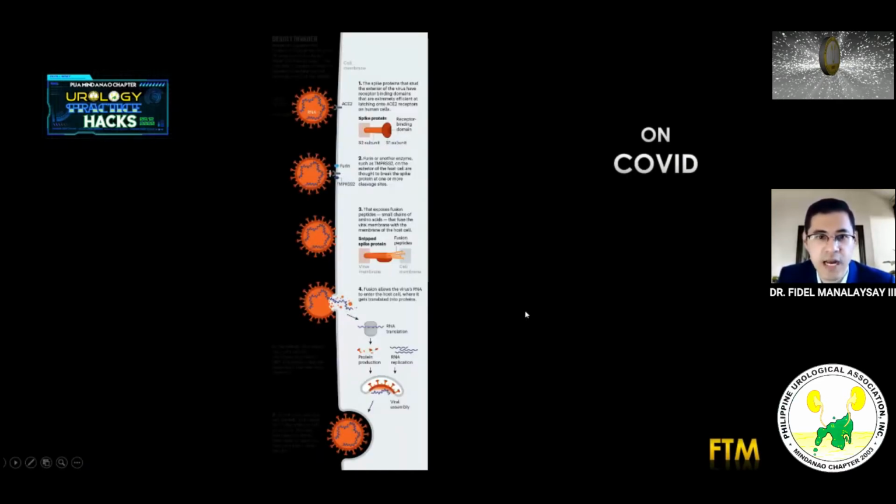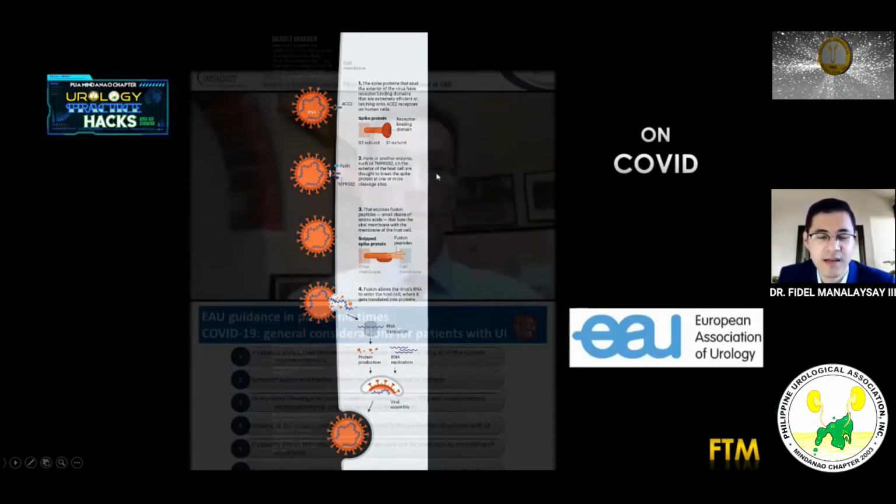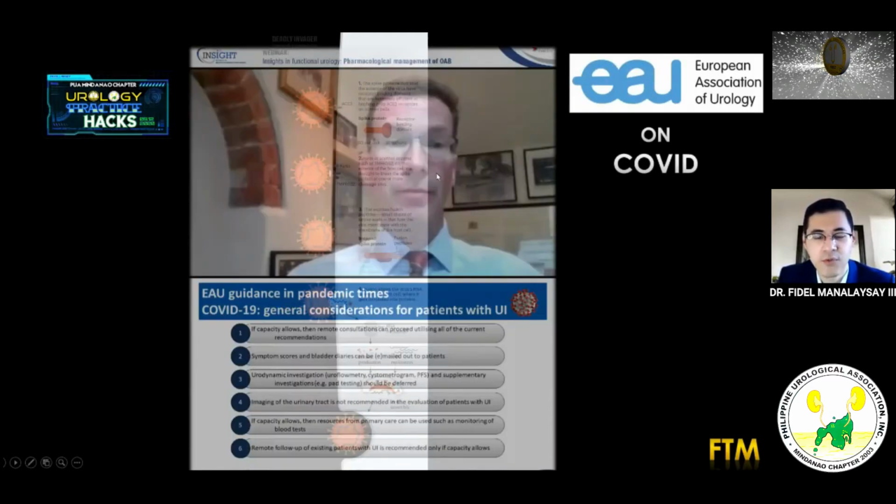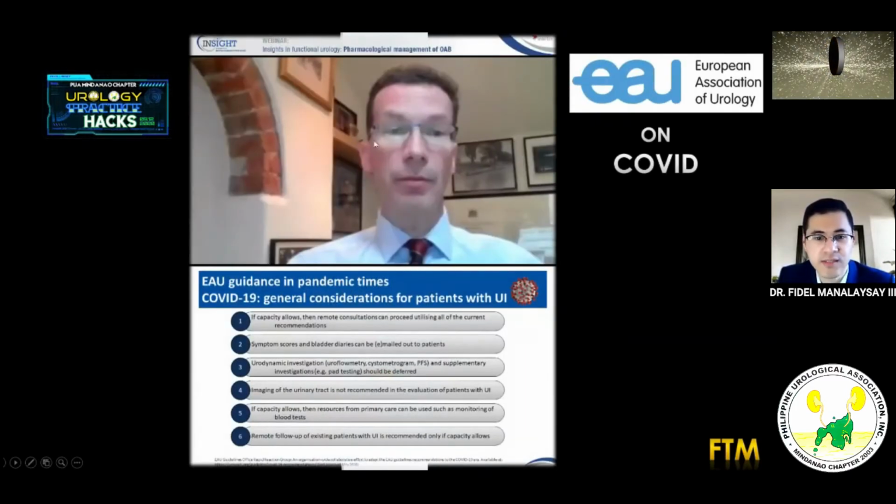So this is a diagram showing how the coronavirus infects or invades a normal cell. But I will not elaborate on this. With regards to this, EU guidelines released a recent recommendation, and the recommendations are the following.